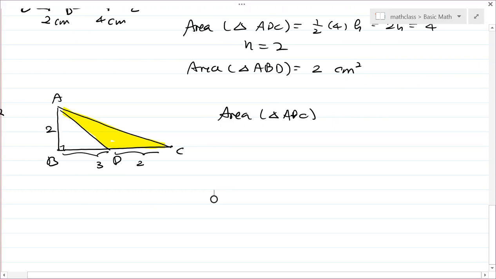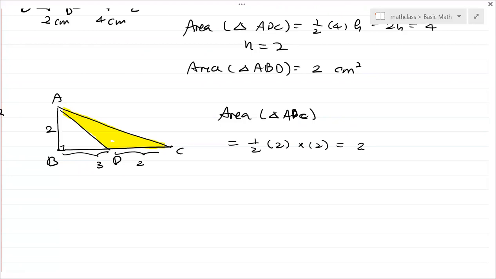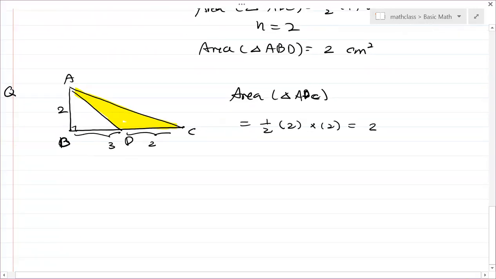What is the area of this triangle? The shaded triangle, ADC. Well, the base is 2. The height is also 2. So the answer is 2. Yeah, B is here. So now we see the right triangle.